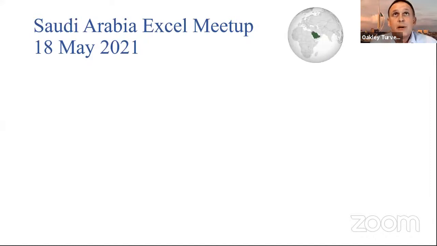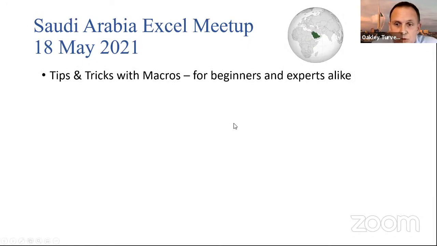Welcome, everybody. Here we are. Anyone who doesn't know where Saudi Arabia is, it's there on the map, at the center of the world, as you can see on that particular map. And what we're going to be talking about today is just some tips and tricks with working with macros.